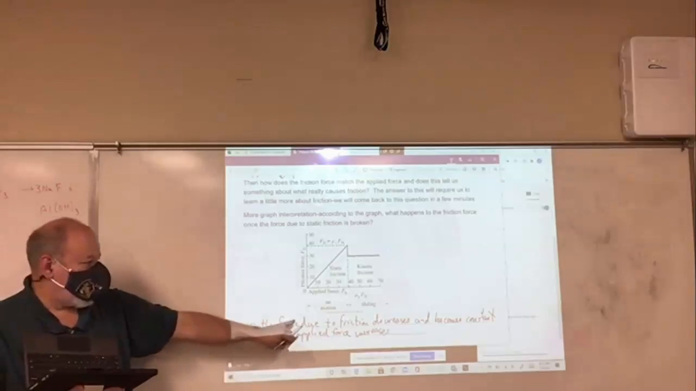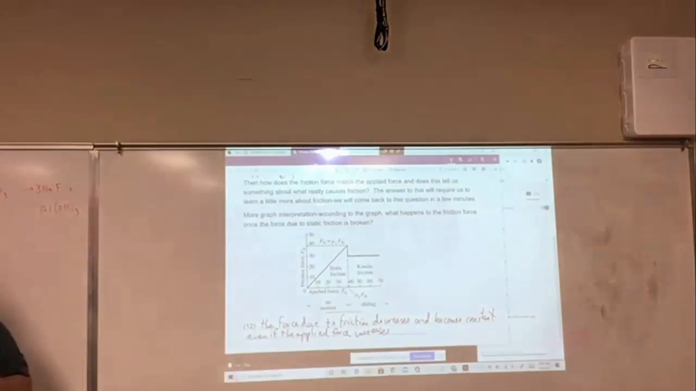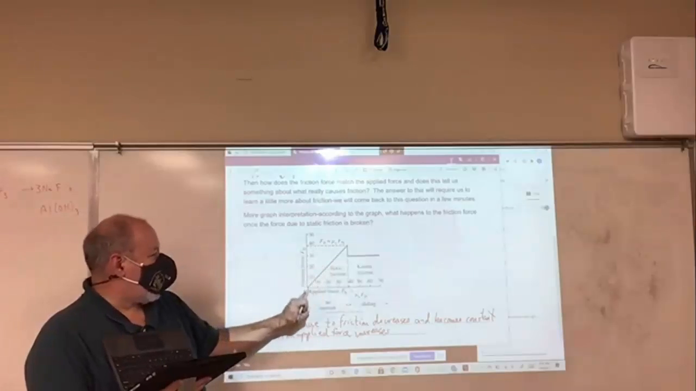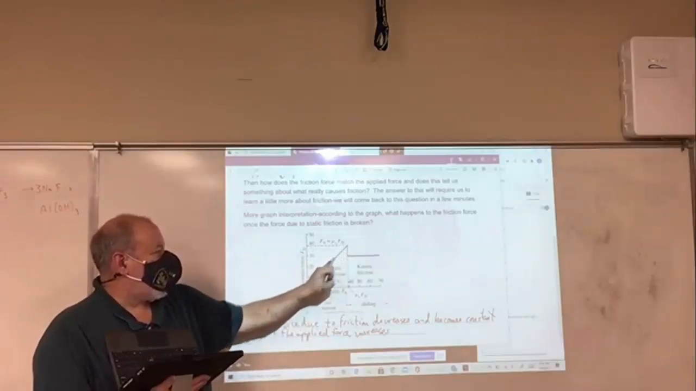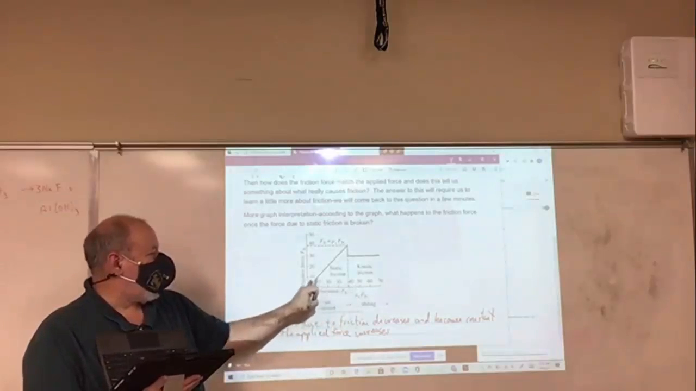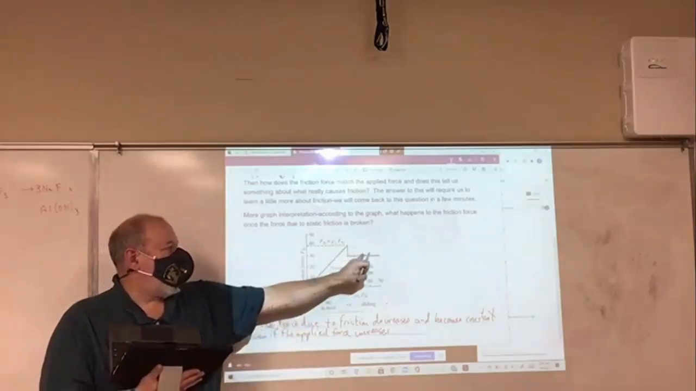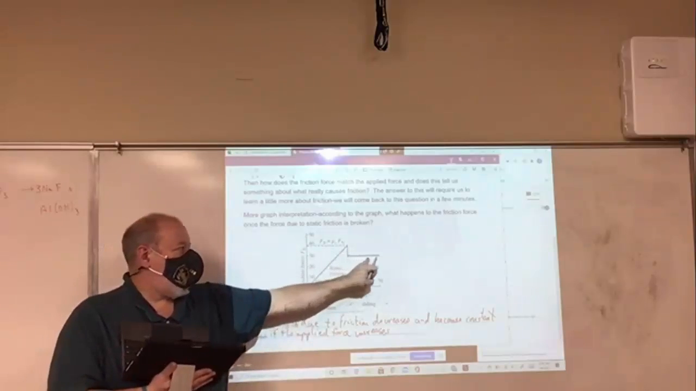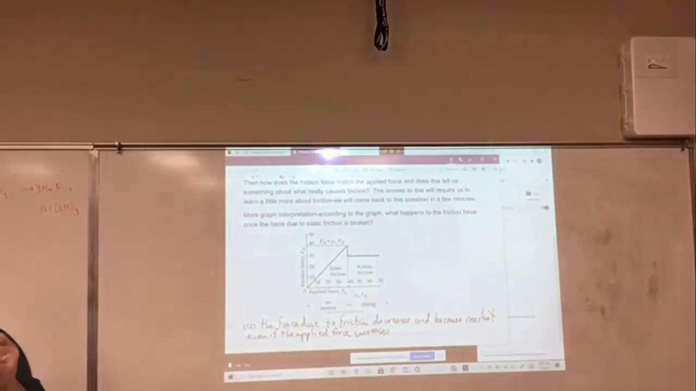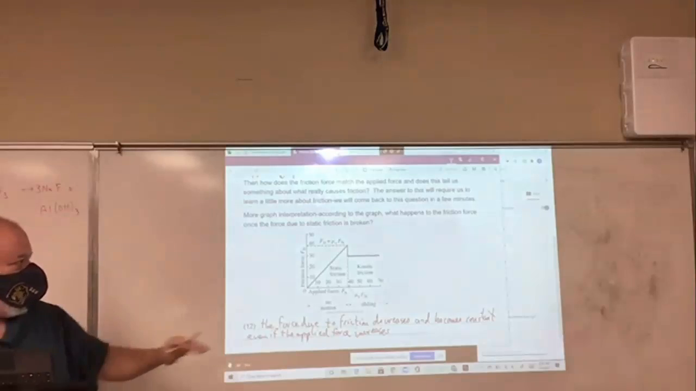Okay, the force due to friction decreases and becomes constant even if the applied force increases. Okay, two separate situations. I have static friction to begin with, and the friction force increases as I increase the applied force. But once I break that force due to static friction, then I get a situation where the friction force stays constant even if I increase the amount of force that I apply.